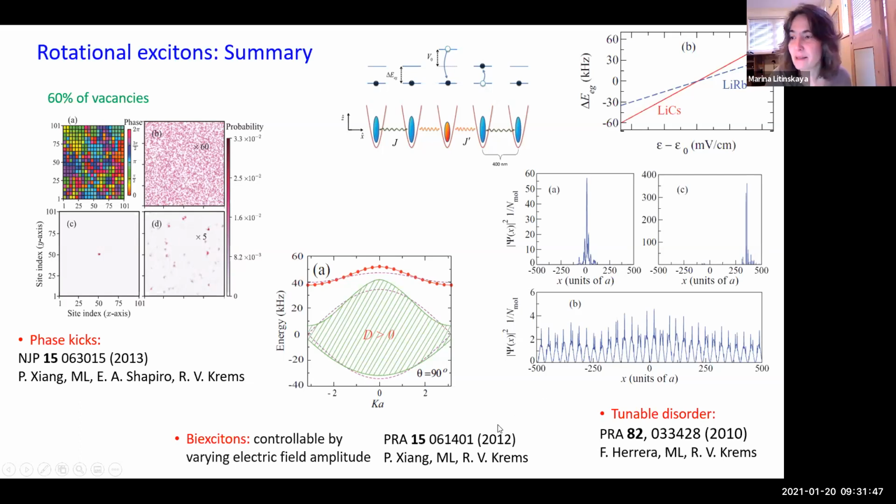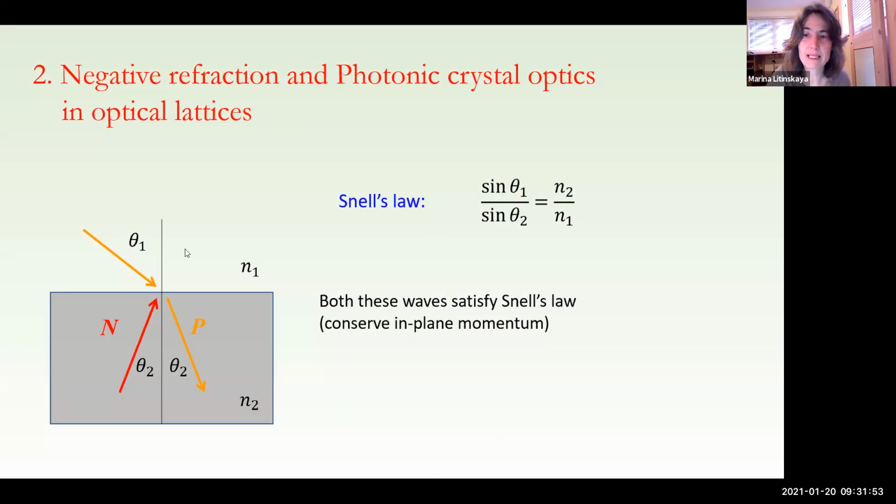And let me now switch the subject and talk about something different. It's the second idea which we were trying to transplant from condensed matter to optics of gases. It's about negative refraction and photonic crystal optics in optical lattices. To start with, let me tell you a few words about negative refraction. So we all know how light refracts at a boundary between two media. So this is air, this is a material, this is the incoming light, and this is how it is refracted, right?